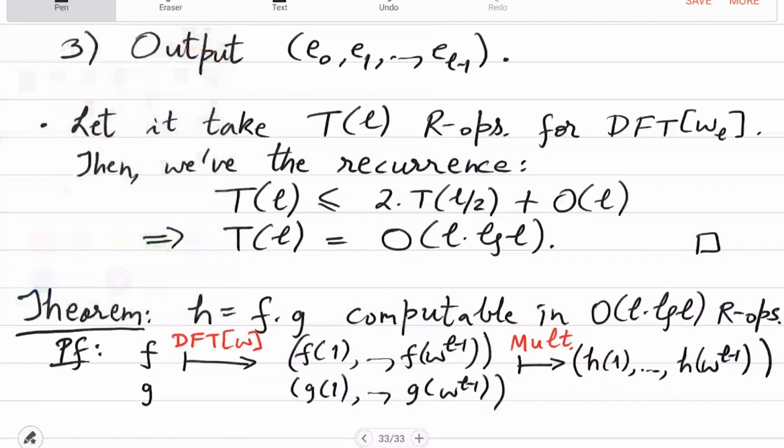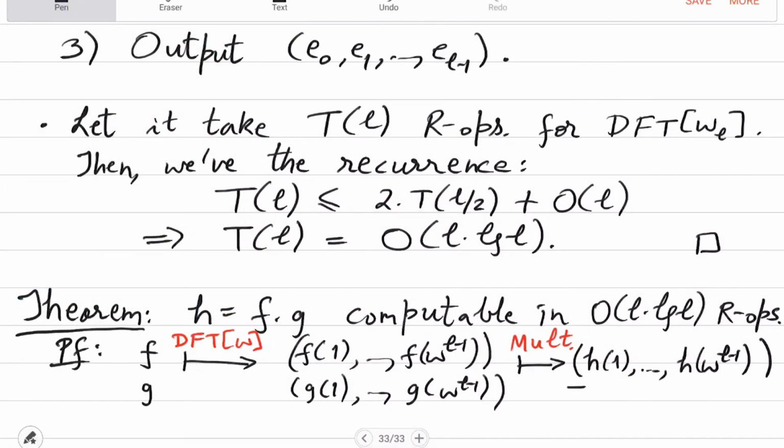So that time will be how much in this step? This is only order L, right? This is the cheap step. And now you want to get back h in monomial representation, which is inverse DFT, which is again a DFT, right? So on this you apply DFT omega inverse, and that will give you h, polynomial h(x).